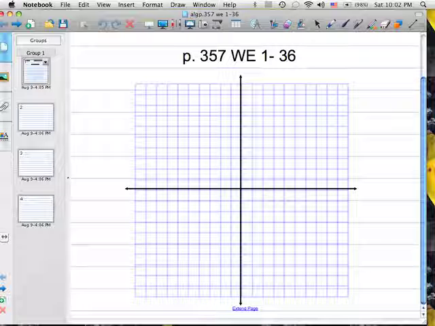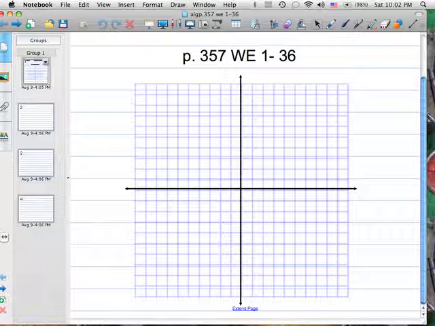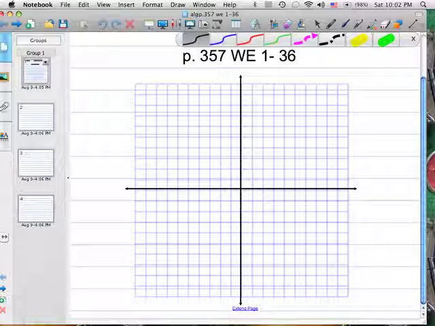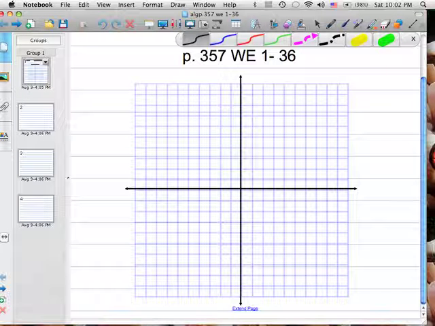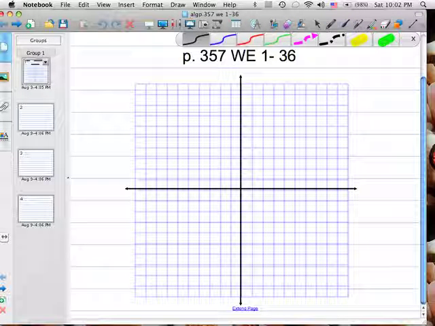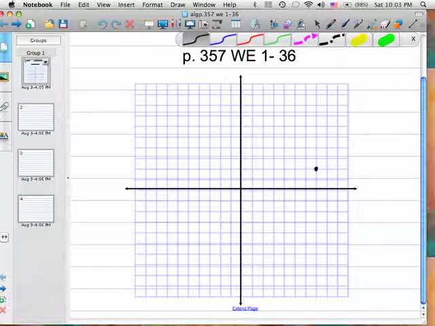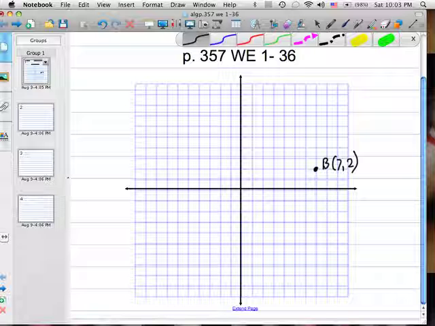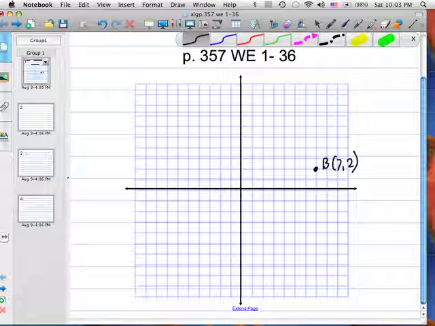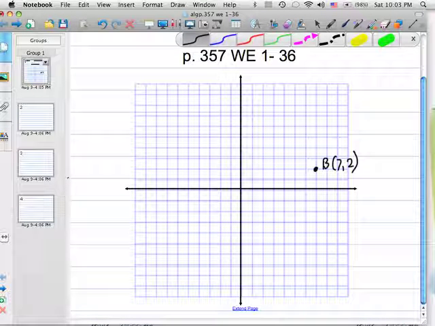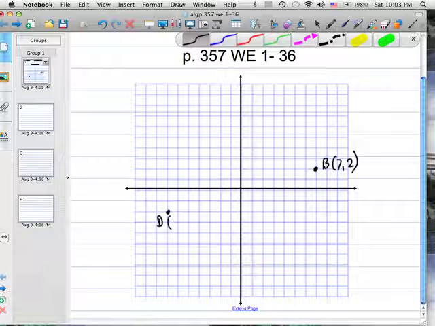So problem number 2 is B, 7, 2. So we go 7 to the right, 2, 4, 6, 7 to the right, and 2 up. And put the letter B there. And that's 7, 2. Number 4 is point D, -7, -2. So we go 7 to the left, 2, 4, 6, 7 to the left, -2 down. And that's D, -7, -2.